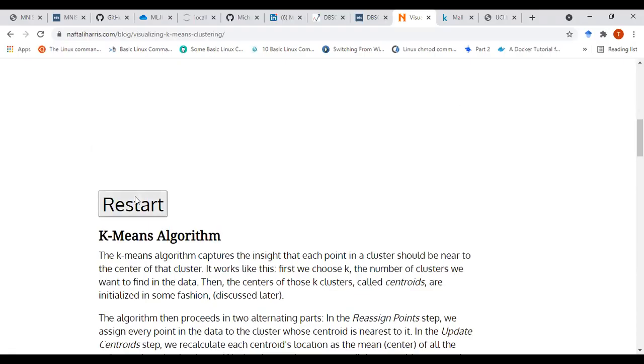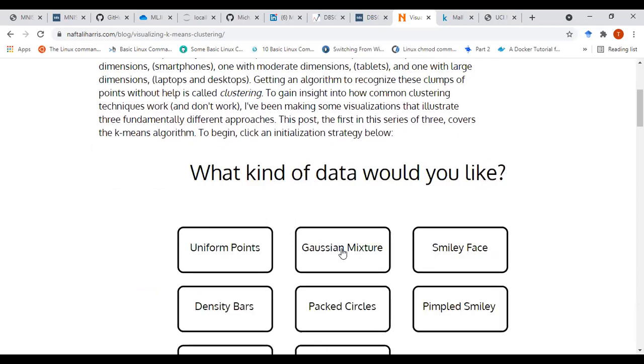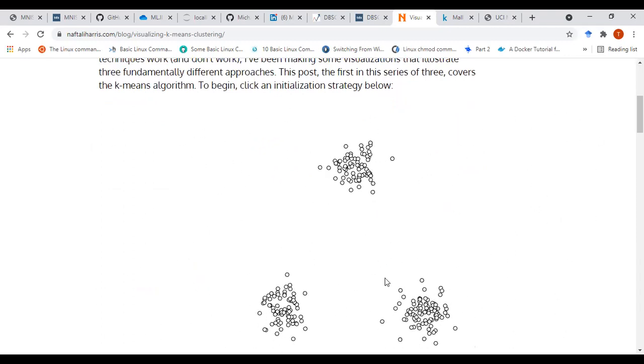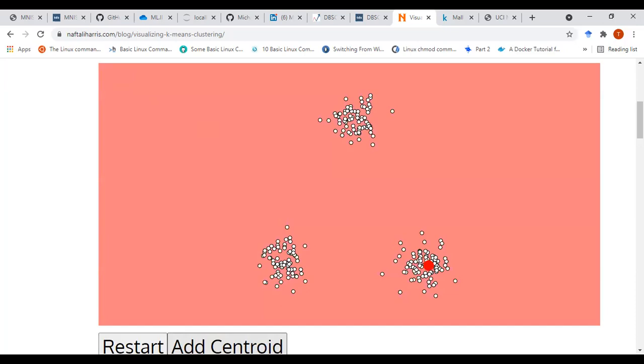So this is pretty, I can restart it. I hope this works. So I pick the centroid randomly. Let me make a Gaussian mixture. It's like this. Add centroid, so I want three clusters. Okay. So I put it here. Now I say go. Ab kya hona chahiye? Reassignment hona chahiye na?